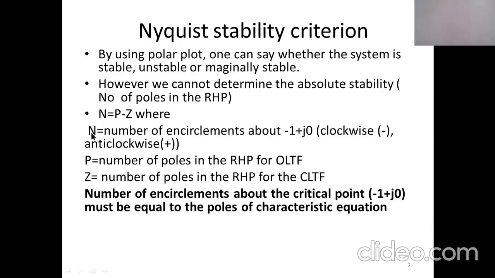So I'll try to explain what N is. N is the number of encirclements about the -1 plus j0 point. P is the number of poles in the right-hand plane for the open loop transfer function. And Z is the number of poles in the right-hand plane for the closed loop transfer function. We want to illustrate this step by step. The Nyquist stability criterion is based on N being equal to P minus Z. If this condition is met, then the system is said to be stable.